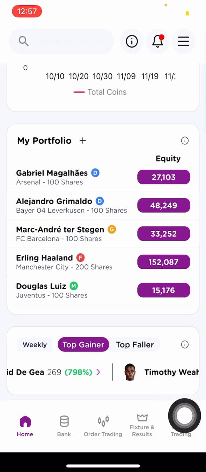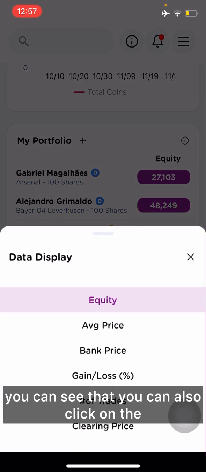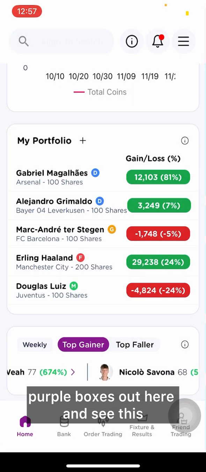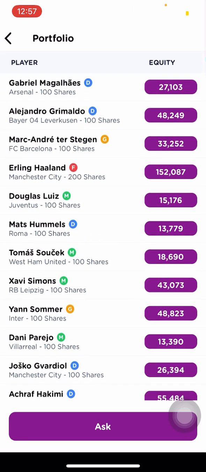We're going to go back to the portfolio, and on the home page, you can see that you can also click on the purple boxes out here and see this. But if you wanted to see the full list, you would click on the plus and see the whole list out here.